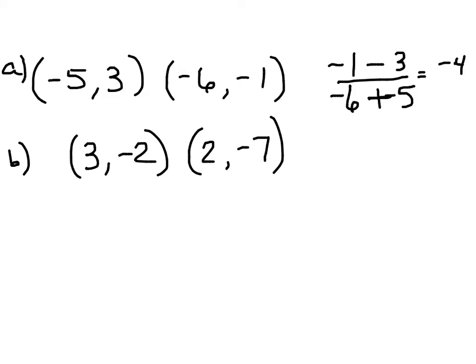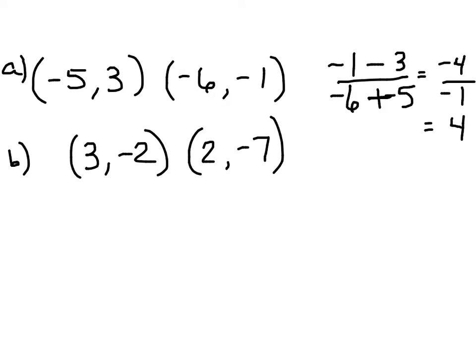On the bottom, what's negative 6 plus 5? Negative 1. What's negative 4 divided by negative 1? A negative divided by a negative is a positive 4. Good. Now let's check the slope for line B.